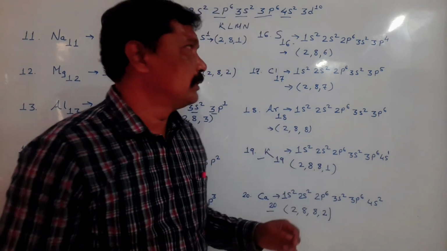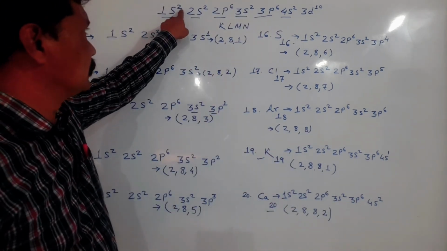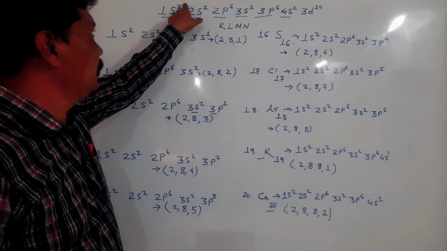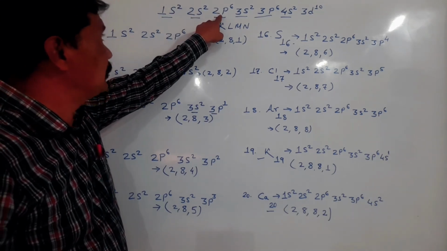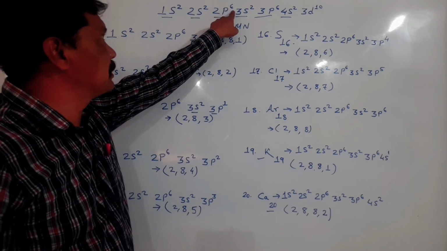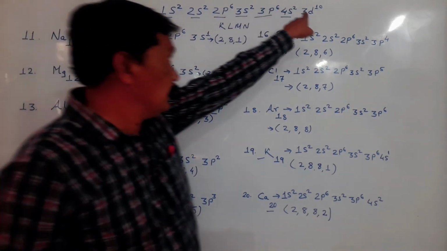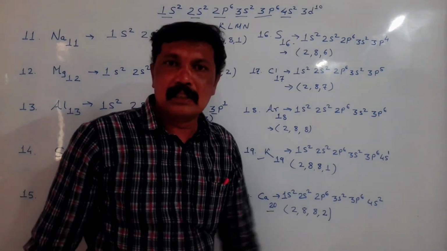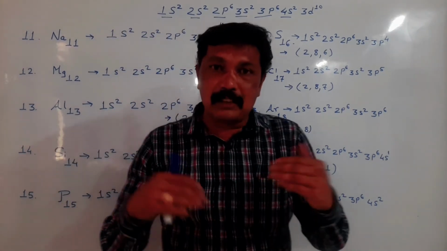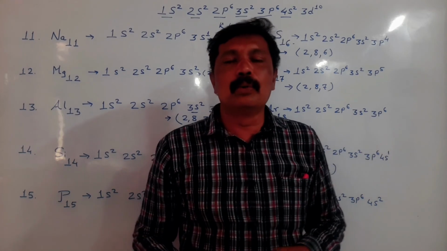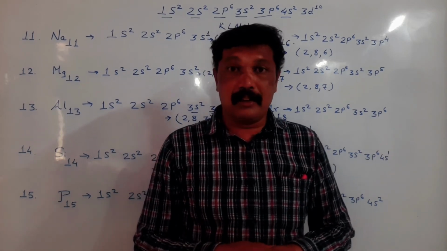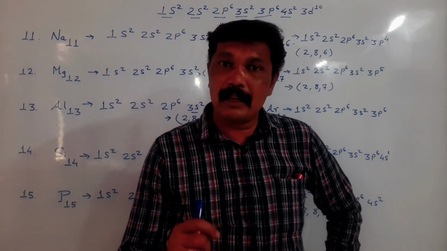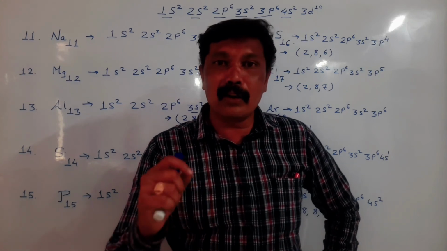We have already seen the S subshell will have 2 electrons. That is, the maximum capacity of the S subshell is 2 electrons. P subshell will have the maximum capacity of 6 electrons. D subshell will have the maximum capacity of 10 electrons, and after this maximum capacity we cannot put the electrons in that particular subshell.